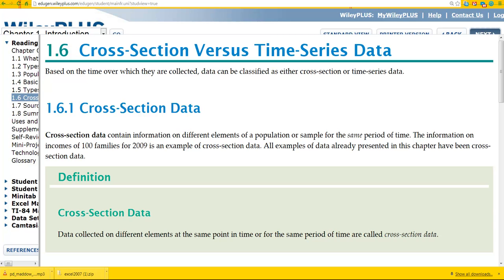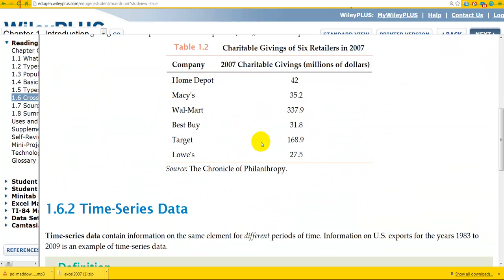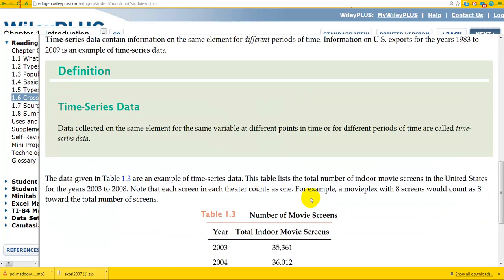Okay, the next words you need to know are cross-section versus time series data. What's that about? So time series is easy. Time series just means data collected on the same element for the same variable at different points in time. Well, that doesn't sound so easy, but it's really simple.